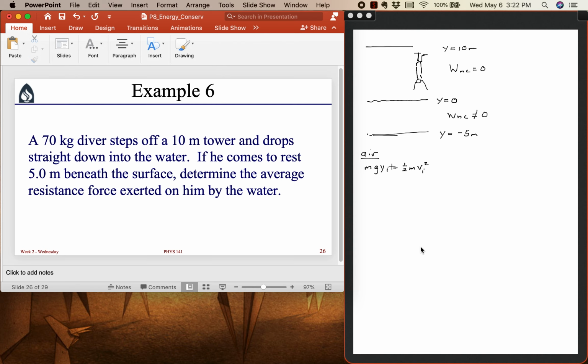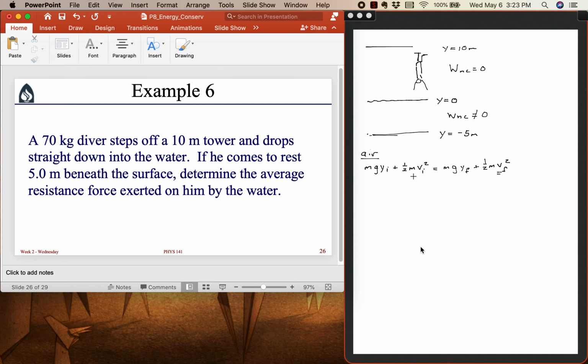And those are all the kinds of energy that are involved initially, and that's going to be equal to mgy final plus 1/2 mv final squared. So the thing that I'd really like to know, I know the height initially, and when the person steps off the diving board initially they're not moving, so initially the velocity is 0. And I want to know what is the final speed of the diver right when they reach the surface of the water.